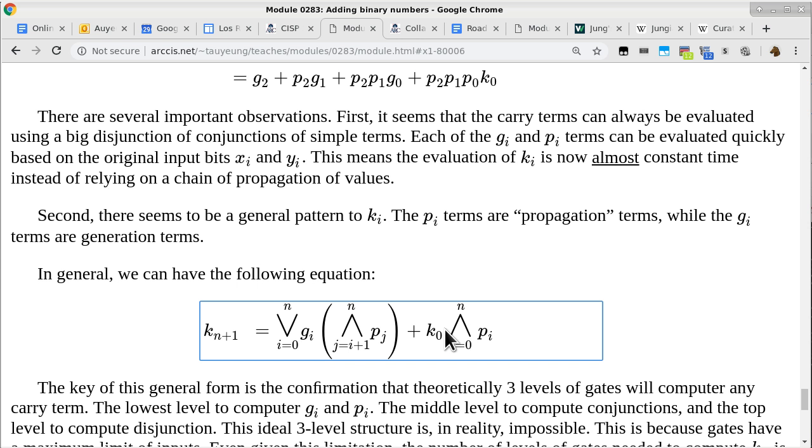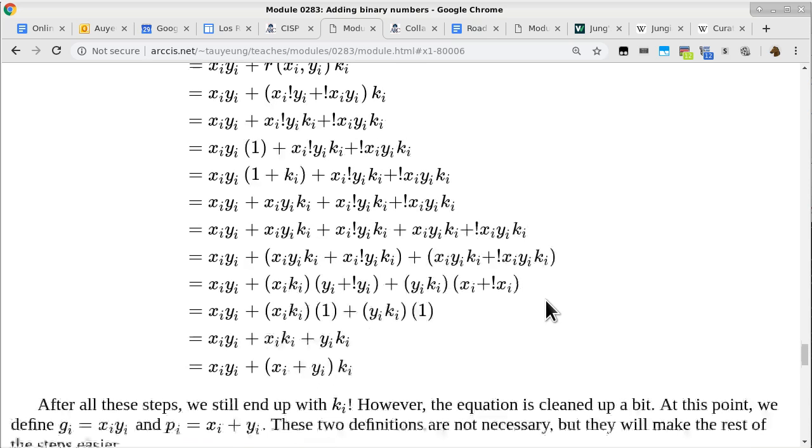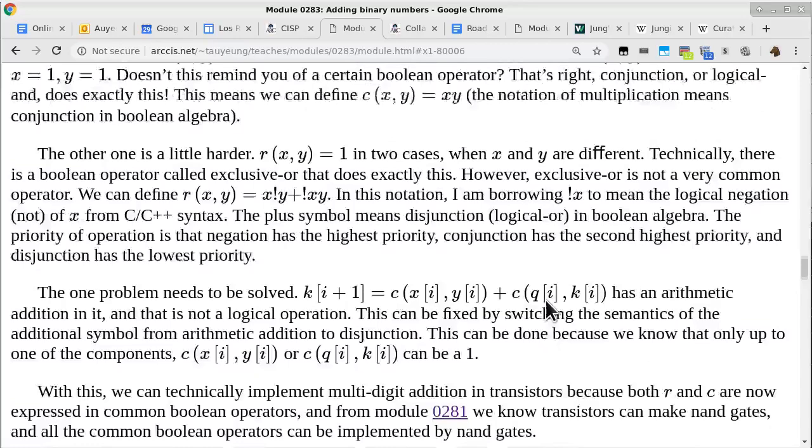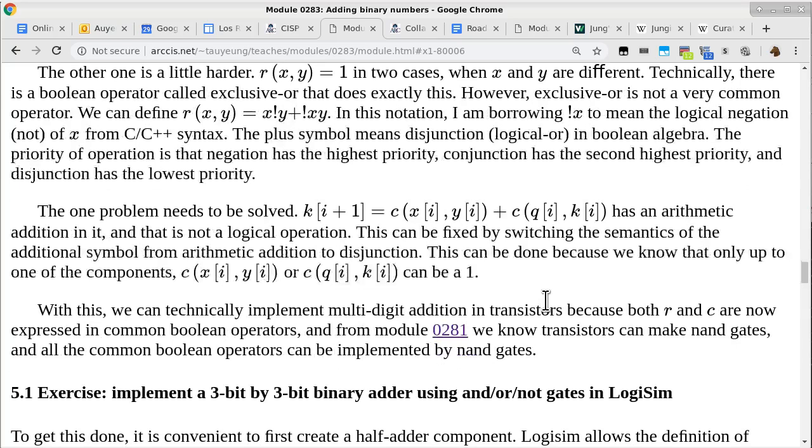So are we good with this equation? Does everybody understand how to expand this equation? So we are talking about carries, not about the sums yet, right? This is just calculating the carries, which means these K terms will then be used... I have to scroll all the way back to the sum terms, which is, where's my sum term?